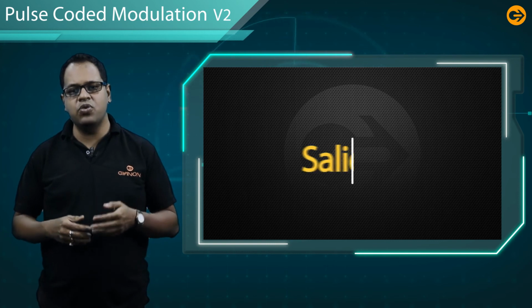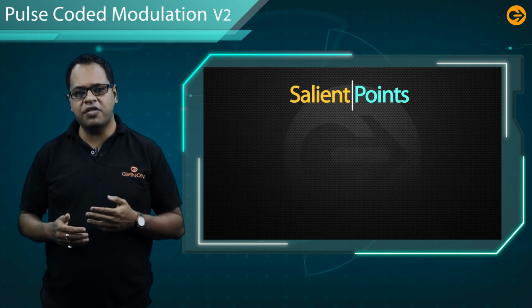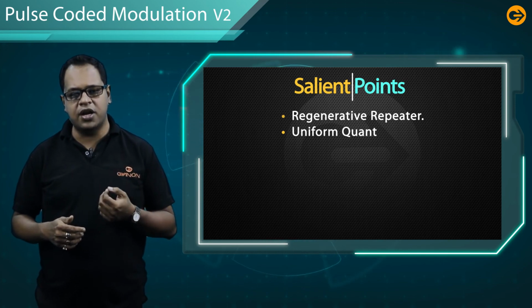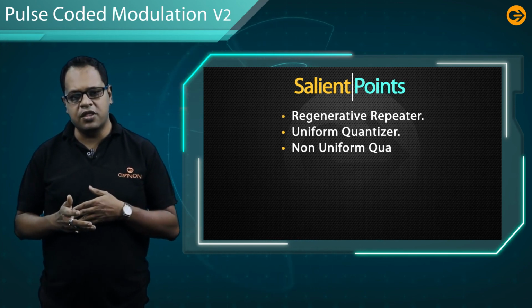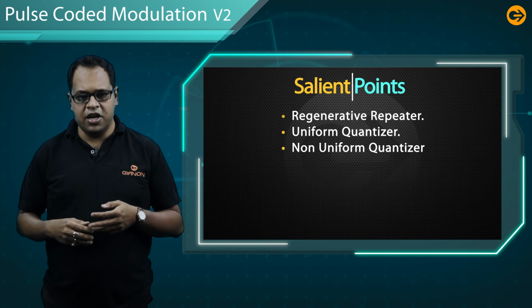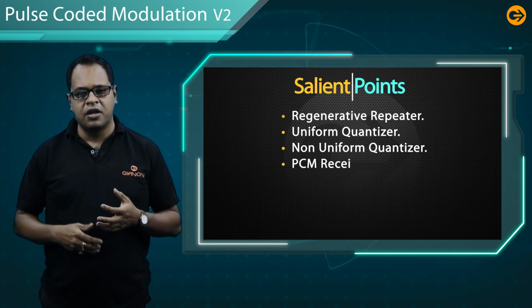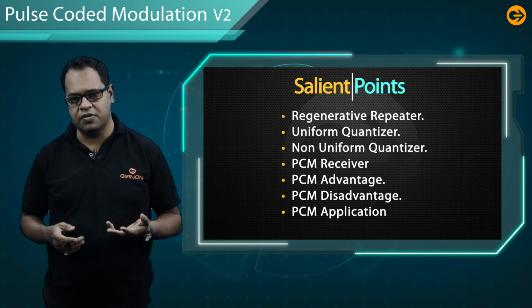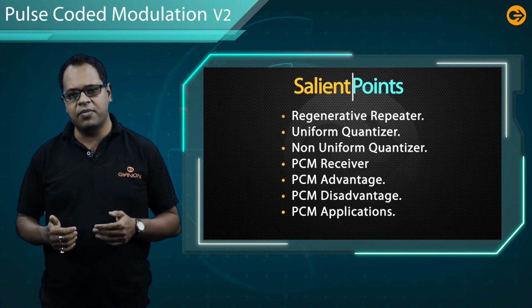Let us have a recap of what we have discussed today. We have discussed the regenerative repeater, then we discussed the uniform quantizer, non-uniform quantizer, then we discussed the PCM receiver, PCM advantages, PCM disadvantages, and PCM applications. That's all for this segment.